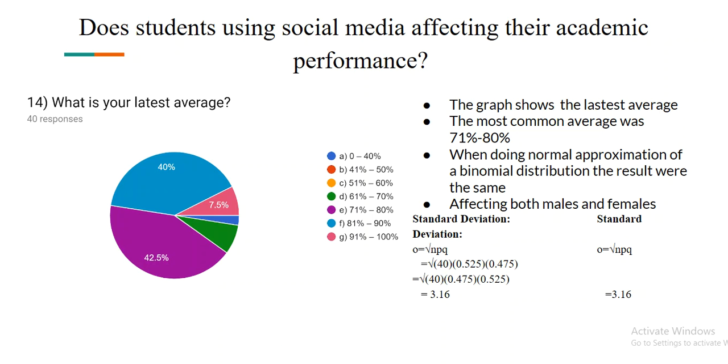And when doing this normal distribution, the results were the same. So this means that it's affecting both males and females, affecting all of the grades, all grade 9s, 10s, 11s, and 12s, because by using the social media, it is affecting their own academic performances. And as you can see, the standard deviations are exactly the same, which is 3.16.